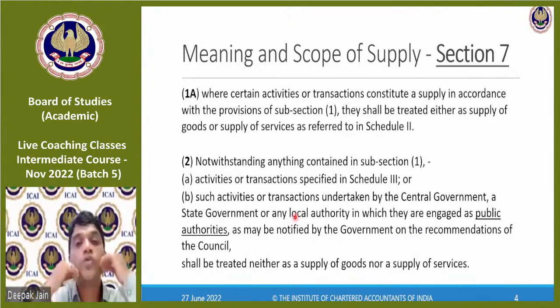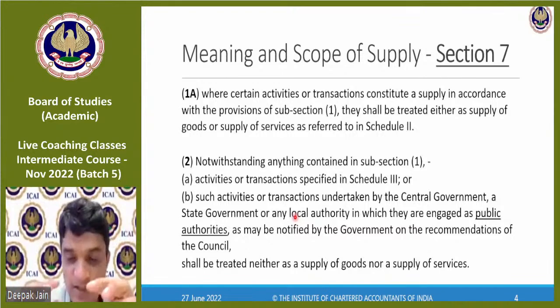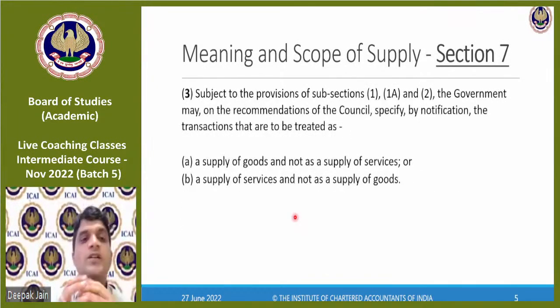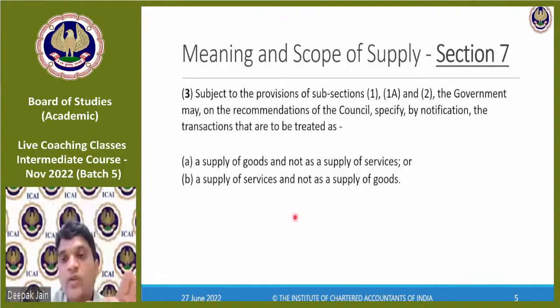So these are outside the scope of GST itself. So some activities, what is there in Schedule 3, are not supply of goods nor supply of services. Okay. We'll get to understand what is Schedule 1, what is there in Schedule 2 and what is there in Schedule 3 in detail. I'll take you through the schedules as well.